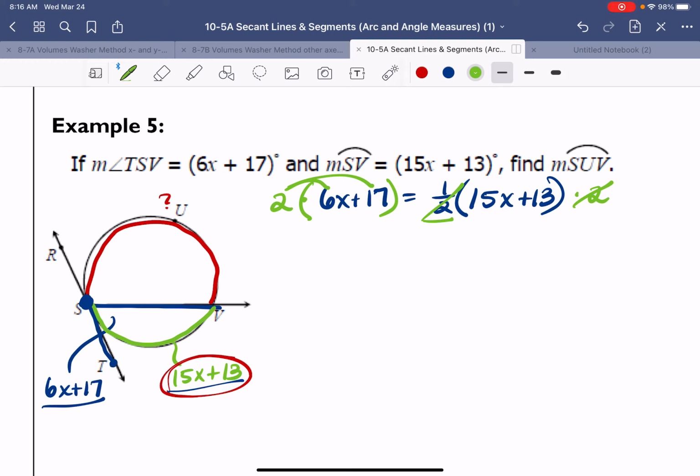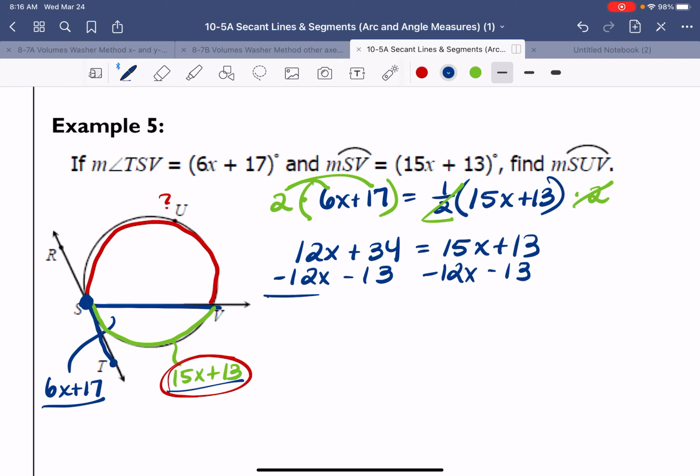So when I multiply both of those by 2, I end up with 12x plus 34. And that's equal to, and now that the 2 and 1/2 canceled, I have 15x plus 13. So now this is no longer geometry, now we're just doing algebra. I'm going to move my 12x to that side so I only deal with positive numbers. So subtract 12x, subtract 13 at the same time. I end up with 21 is equal to 3x. Divide both sides by 3. And then finally x is equal to 7.